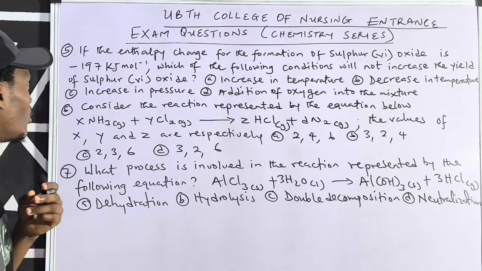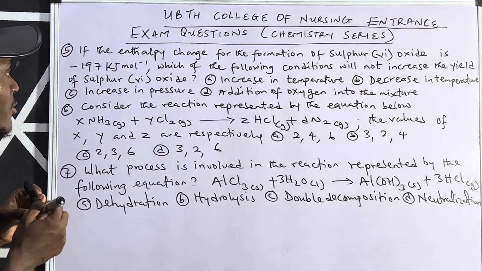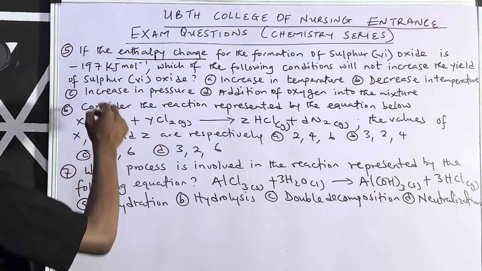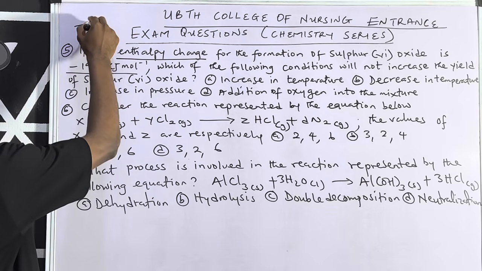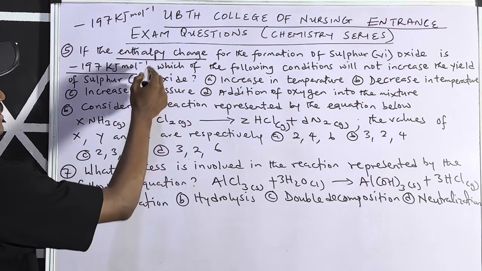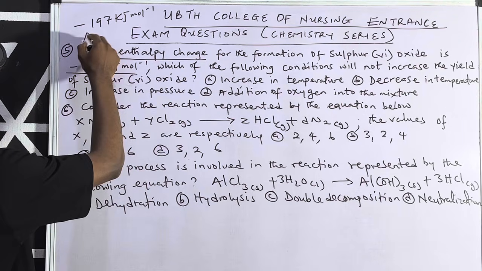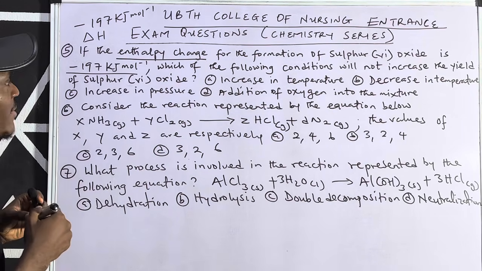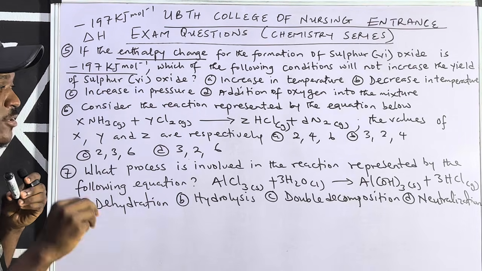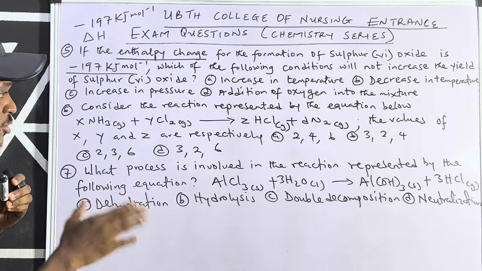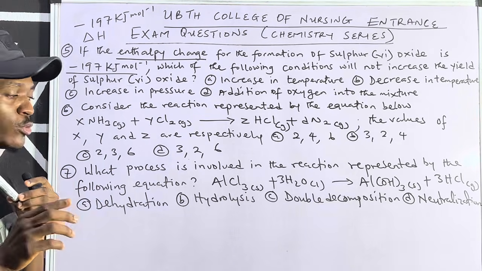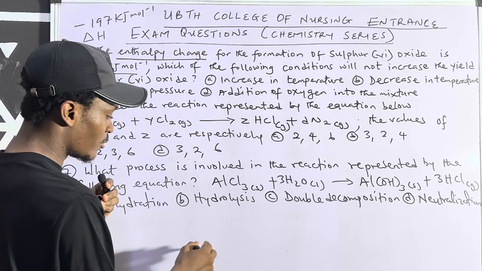Now, looking at this, the key words that you shouldn't toy with is enthalpy change. We are given the enthalpy change to be negative 197 kilojoules per mole. And remember that enthalpy change is known as delta H. Any reaction that has its delta H as a negative value suggests that the forward reaction is exothermic, while the backward reaction is endothermic. See what I'm trying to say? Let me just give an overview.